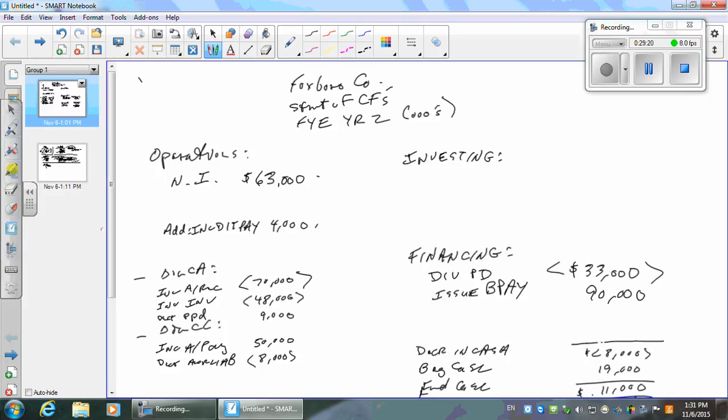Is it operating or investing? Add the increase in deferred income tax payable. If it decreased, I paid it with cash. If it increased, I borrowed cash. That's it. That's the way to think about it.